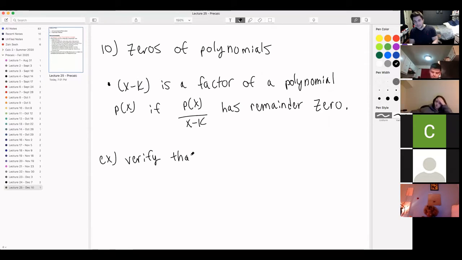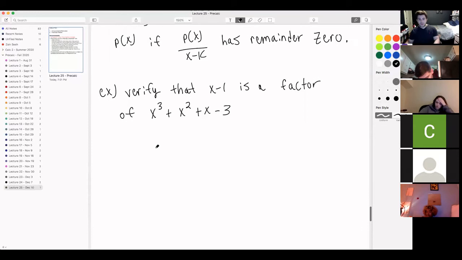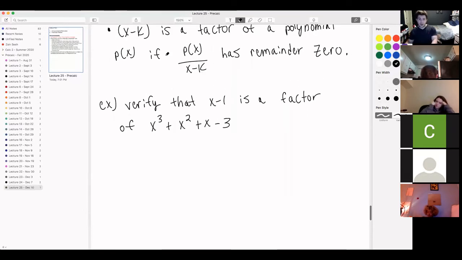Verify that x minus 1 is a factor of x cubed plus x squared plus x minus 3. Okay, so what you do is you can just use synthetic division to compute, just to see the remainder very quickly. So use synthetic division.